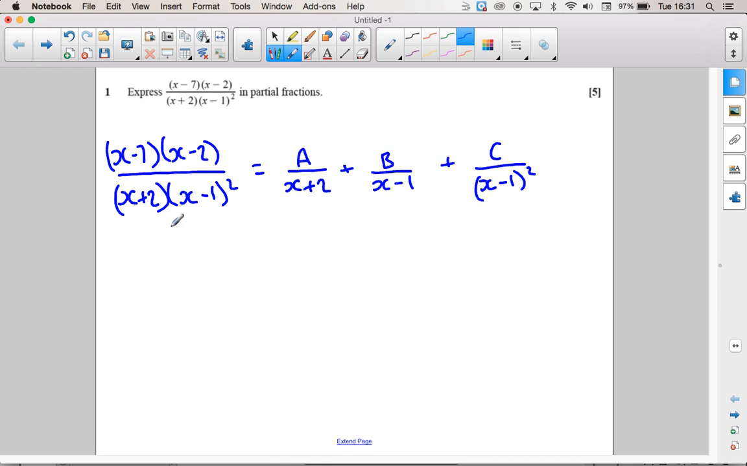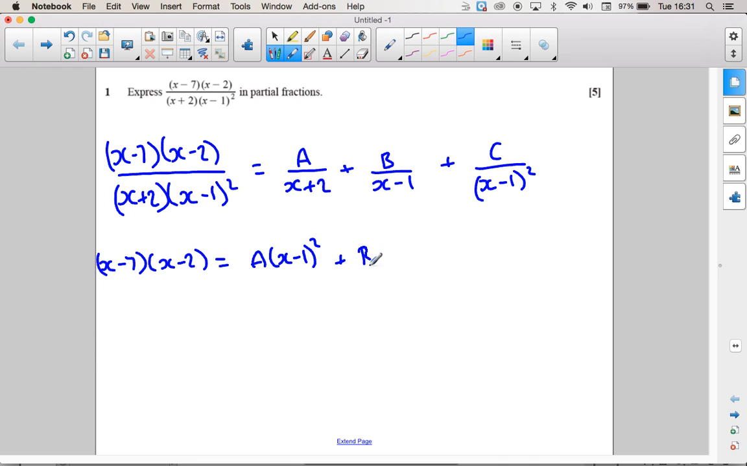First thing we do to work out A, B and C is times the left and the right side of this equation by all of the denominator, so that we're just left on the left side with x minus 2 and x minus 7. For the right side, when I times this term by all of this, the x plus 2 will cancel with this x plus 2, so I will be left with A with x minus 1 all squared, with nothing on the bottom because these two terms have cancelled.